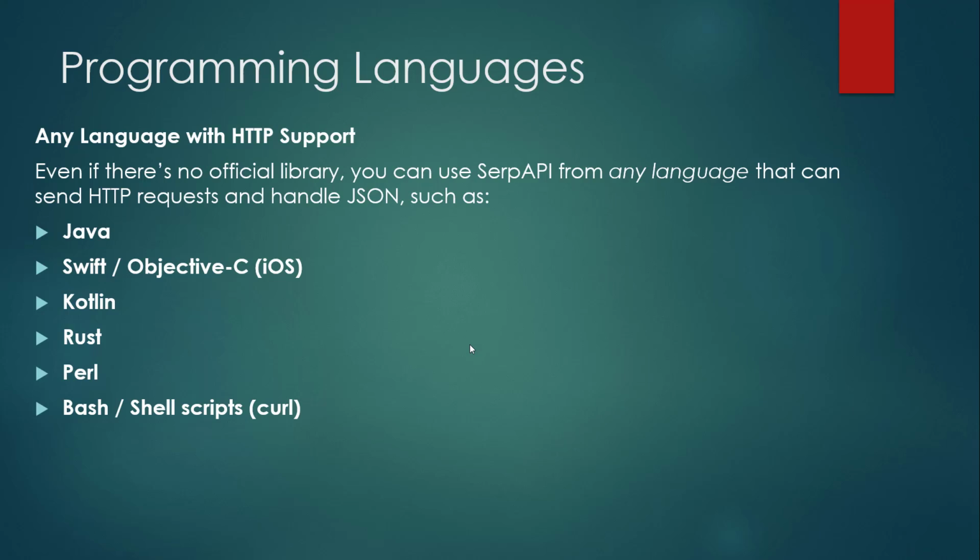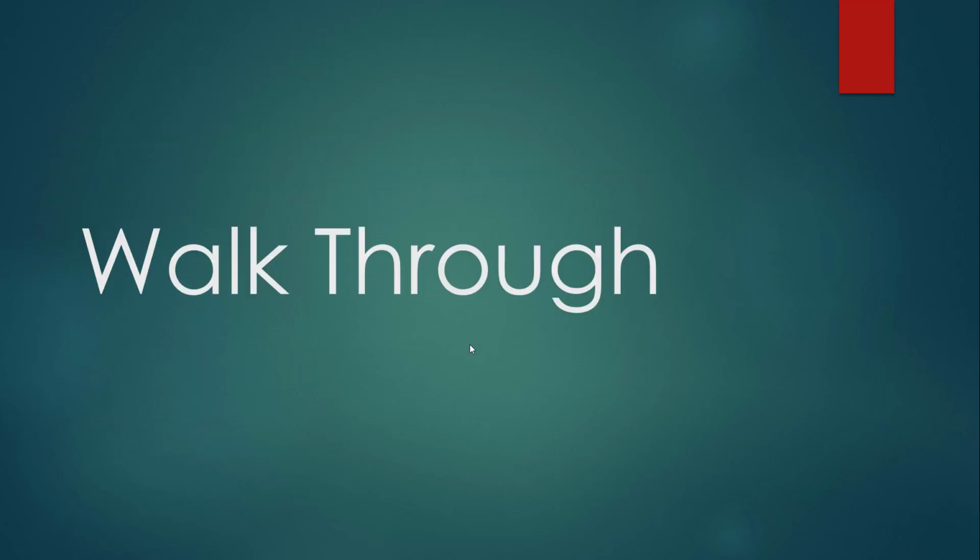But other than that, any language that supports HTTP can use it, because all those SERP API calls are handled using HTTP support. They are just a GET API. So any language which supports HTTP can use the SERP API. I have listed a few of them, like Java, Swift or Objective C for iOS, Kotlin, Rust, Perl, Bash or Shell script, where HTTP is being used. So these types of languages are also supported for SERP API.